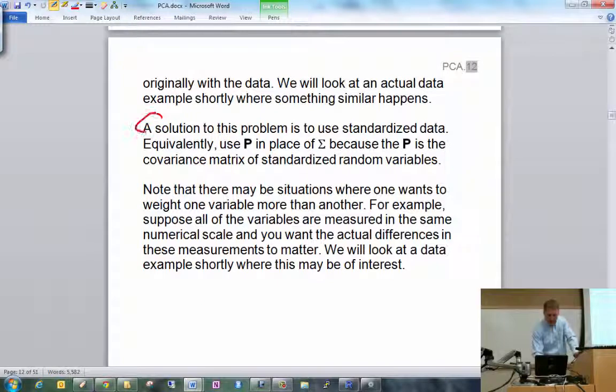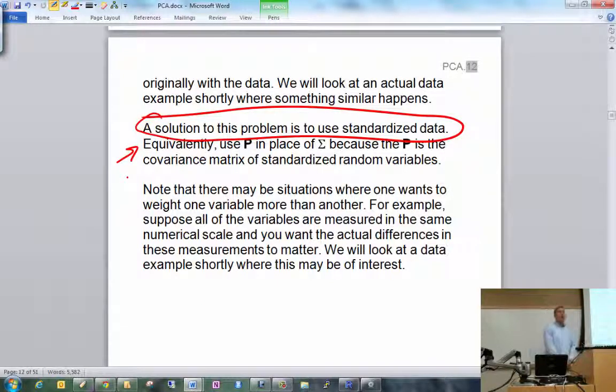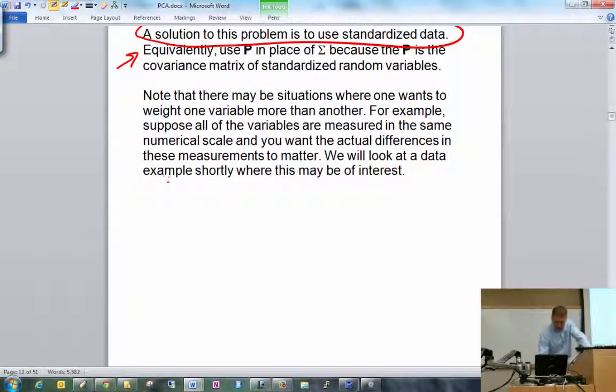So, a solution to the problem, then, is to use standardized data. An equivalent solution is to use the correlation matrix in the place of the covariance matrix in all of our calculations that we just discussed. Why? Well, remember the correlation matrix is also equivalent to the covariance matrix of standardized data. Let's talk about that some more to make sure you see this.